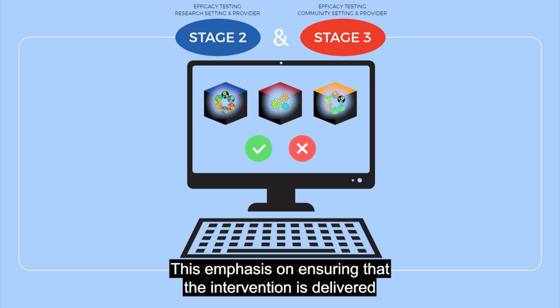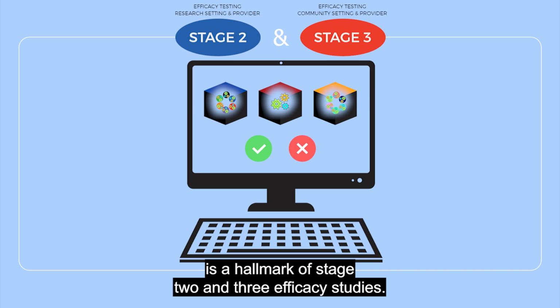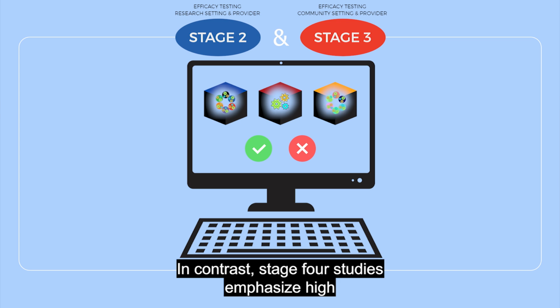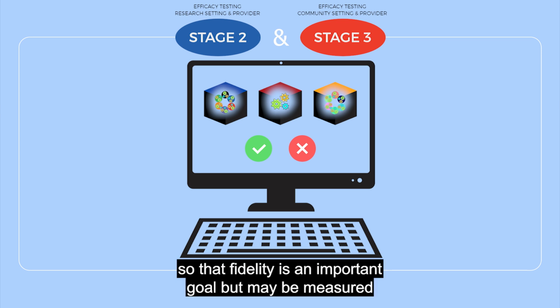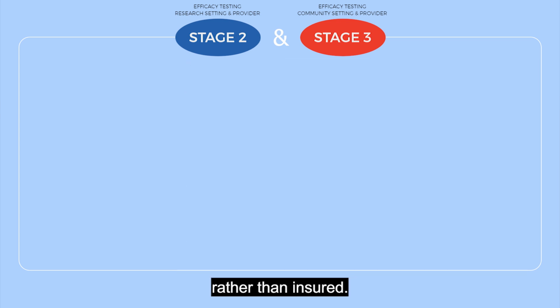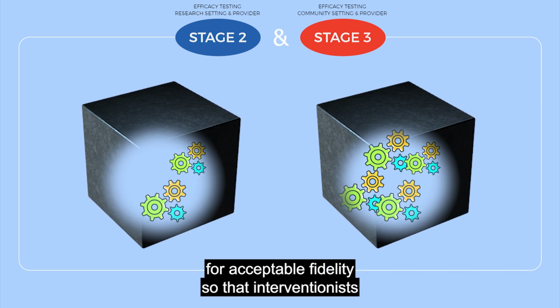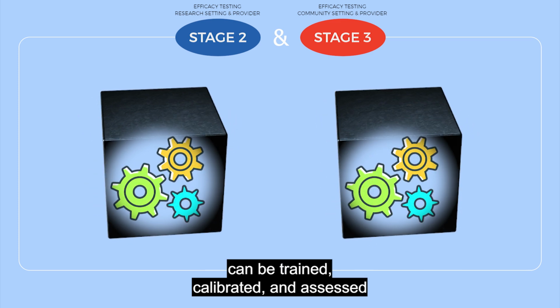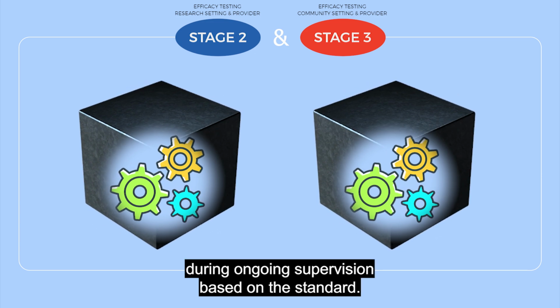This emphasis on ensuring that the intervention is delivered as intended is a hallmark of Stage 2 and 3 efficacy studies. In contrast, Stage 4 studies emphasize high external validity, so that fidelity is an important goal, but may be measured rather than ensured. Experts recommend establishing standards for acceptable fidelity so that interventionists can be trained, calibrated, and assessed during ongoing supervision based on the standard.